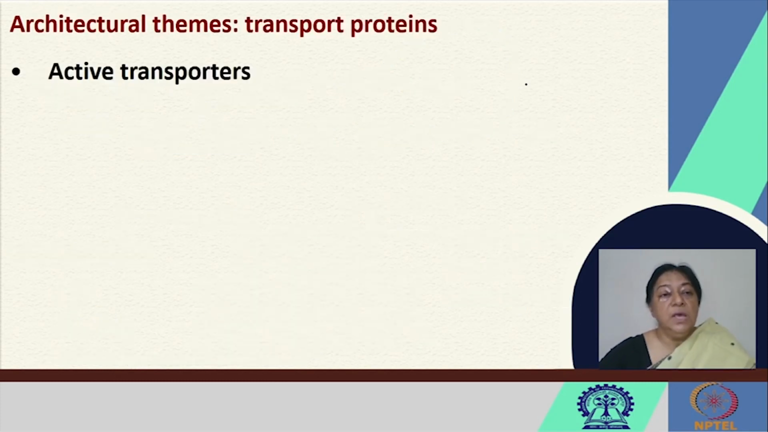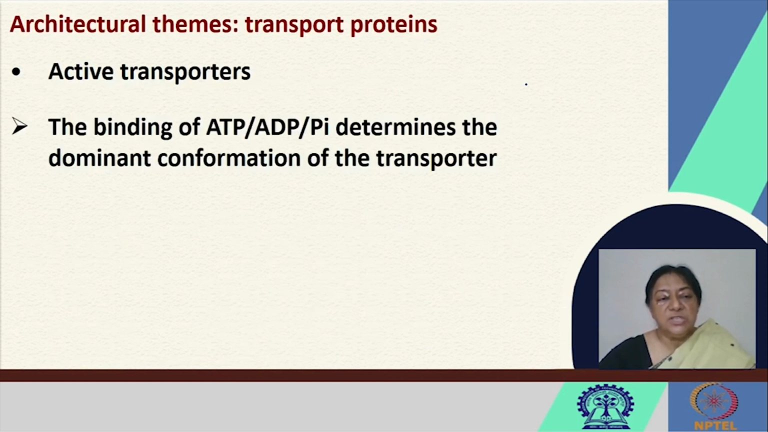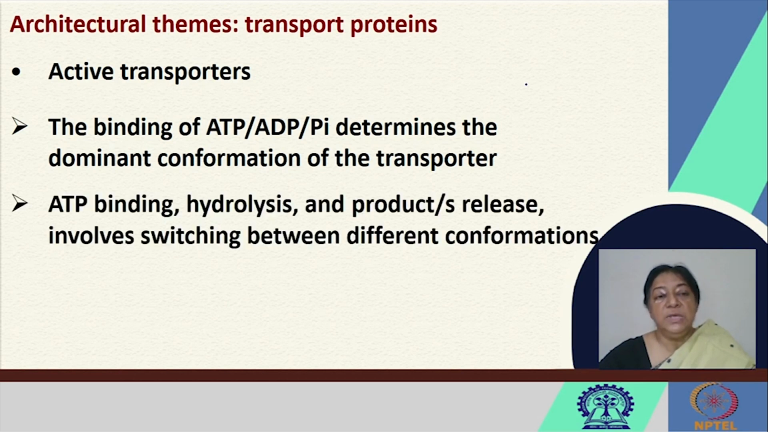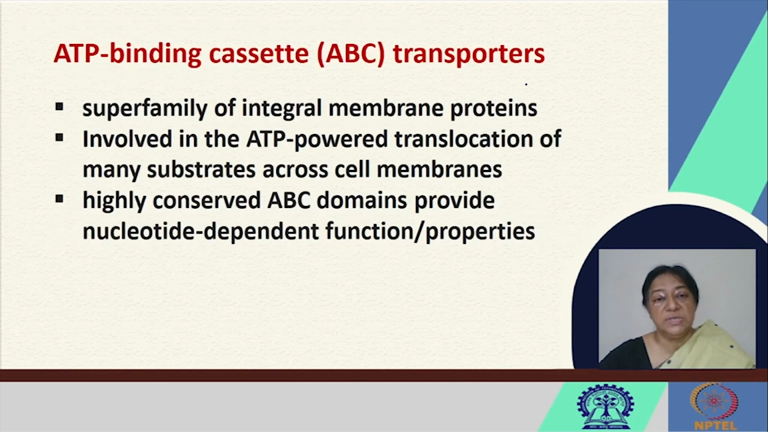in the specific series of steps that occurs. So when we look at these active transporters in general, we have the binding of the ATP, the ADP, or the Pi that determines the dominant conformation of the transporter, depending upon how or when it is going to transport the ions. So the ATP binding process, the hydrolysis process, and the product release involve a switching between the different conformations, which is extremely important in the transport process.